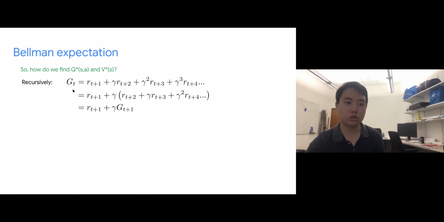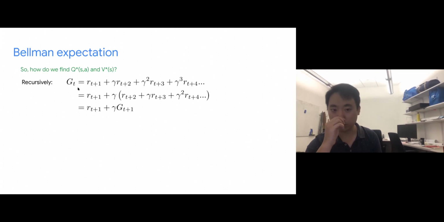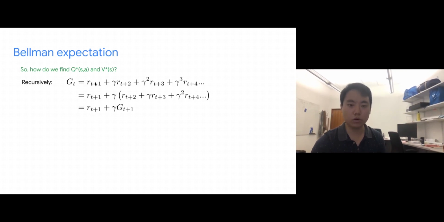So what I'm going to do is look at GT. Again, GT is this object of interest, right? This is your immediate rewards plus your discounted rewards into the future. I'm going to factor out gamma. And once I factor out gamma, I can rewrite this recursively in terms of your GTs in the future.